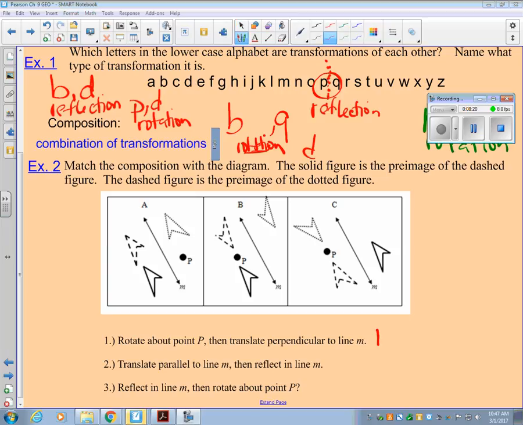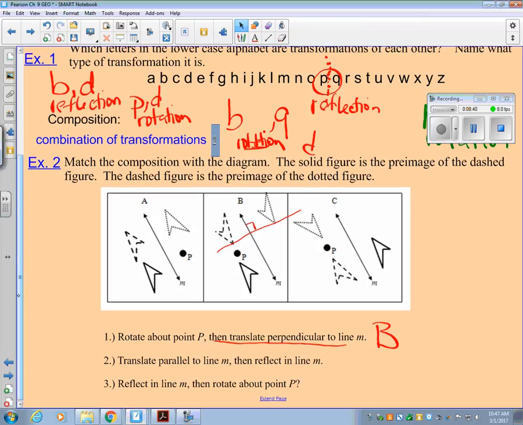So this one has to be B, and then just for fun, translate perpendicularly, which means that they make a perpendicular line when you draw from point to point, across line N. All right, so 1 down, 2 to go.